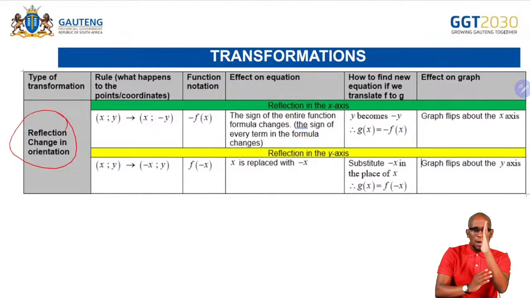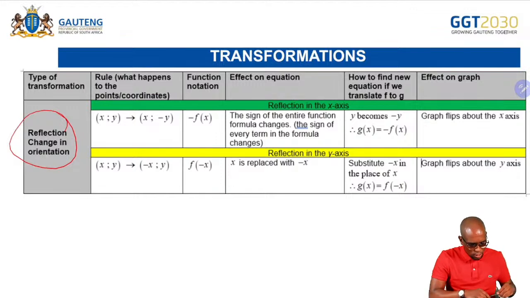If you are reflecting about the y-axis, the point that was here will be reflected to this side. Which means that the x value will become negative, or it will change sign. If it was this side, it will be that side. But the value of y remains the same. So that's what is important.